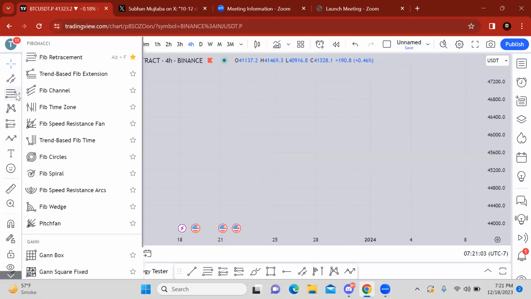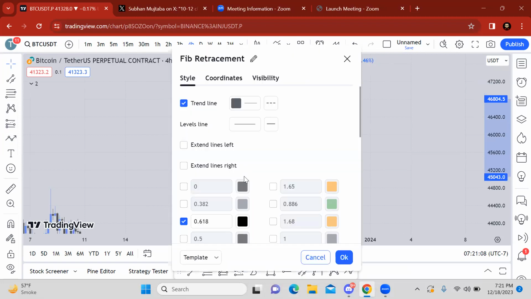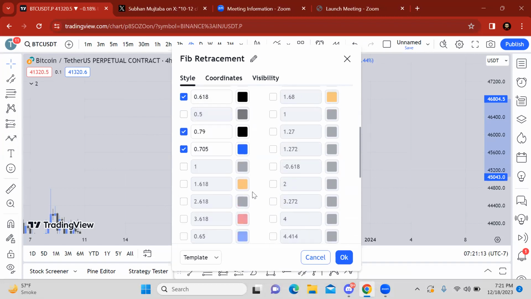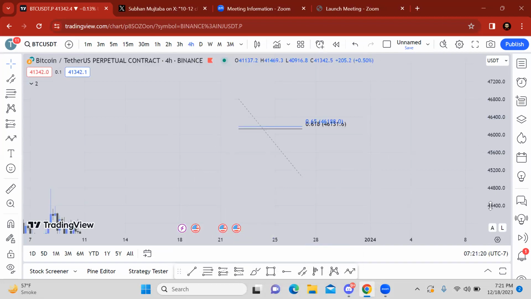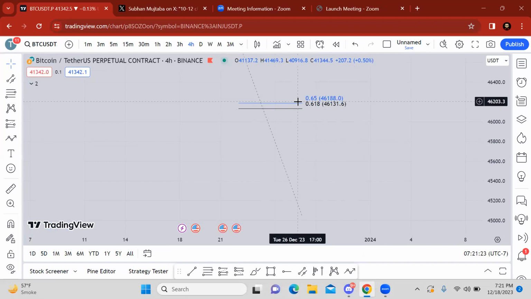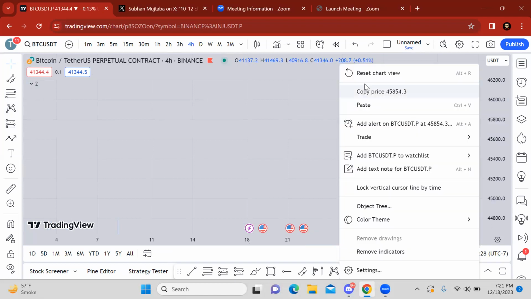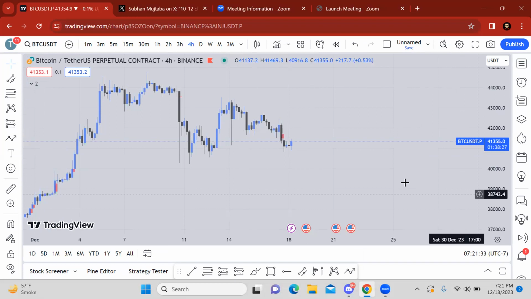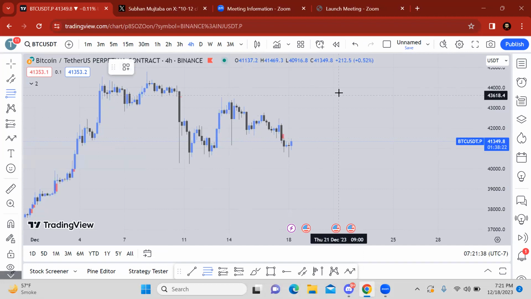There are other levels, which are the other two levels, 0.618 and 0.65. Yes, I will remove all others. So I use these two as well for retracement levels. Now you got the idea of why we use Fibonacci levels and how. Now the time is how to use them. Basic concept of Fib level, you got it.